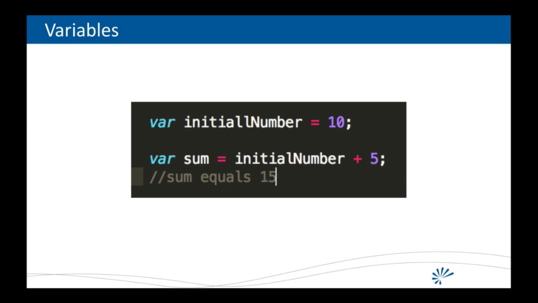Variables hold values so that you can then do something with that value and make something useful of your program. So here's an example of a variable called initial number, and it's storing the value 10. We then are taking that initial number and adding 5 to it and storing it in a new variable sum.